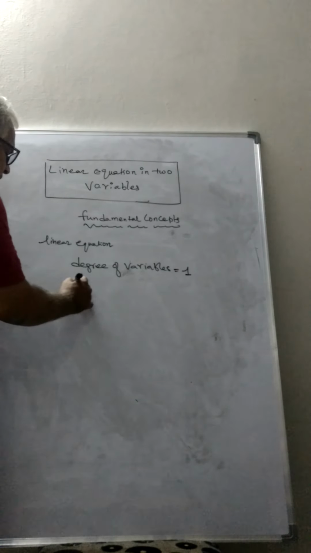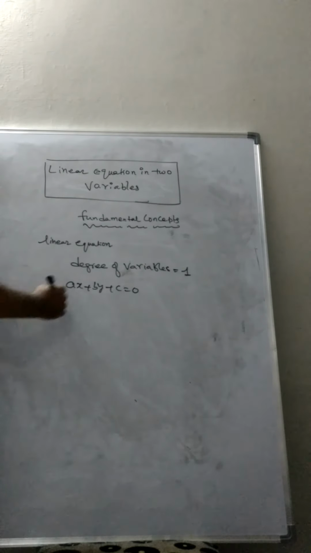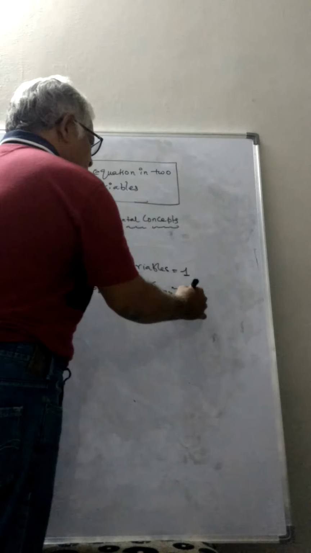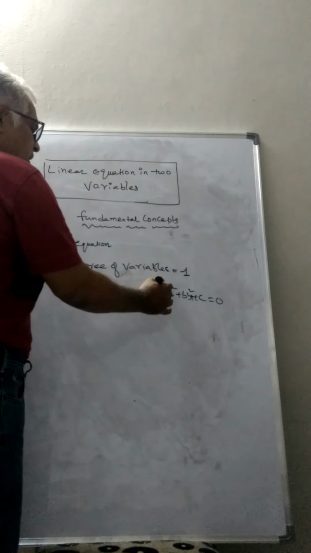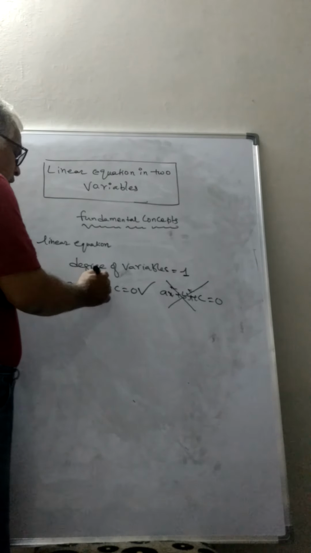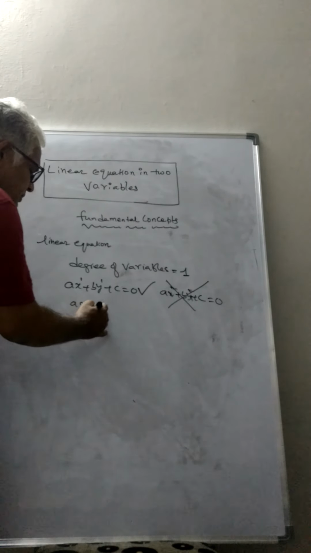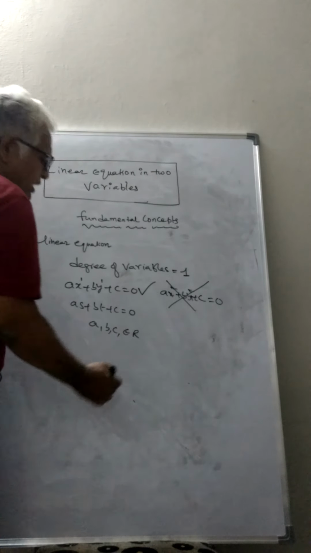Ax plus by plus c is equal to 0. This is a linear equation. Similarly, ax square plus by square plus c is equal to 0. Here also 2 variables are there, but the degree is 2, so it cannot be called a linear equation. A linear equation always should have the powers 1. Variables may change. You can have as plus bt plus c is equal to 0. Here a, b, c are the real numbers.